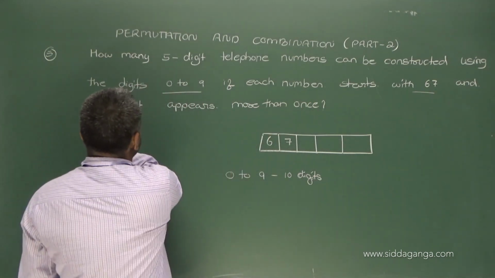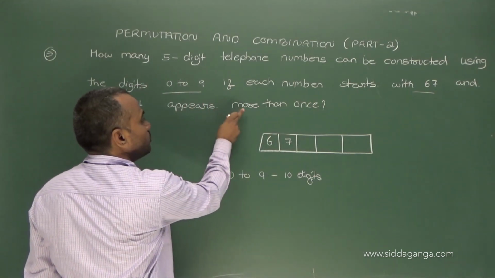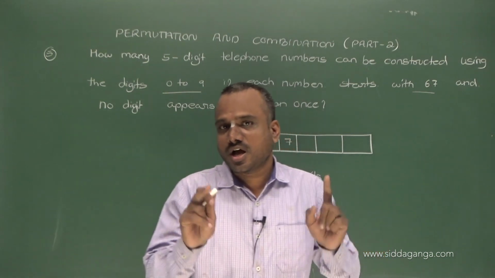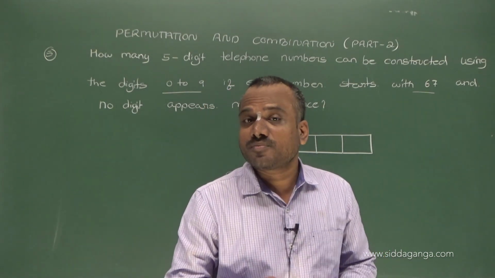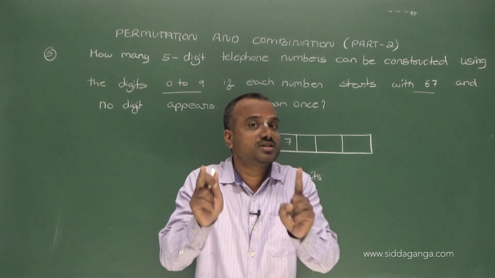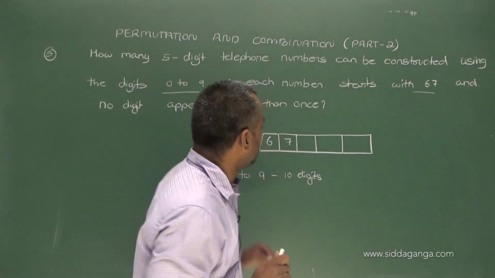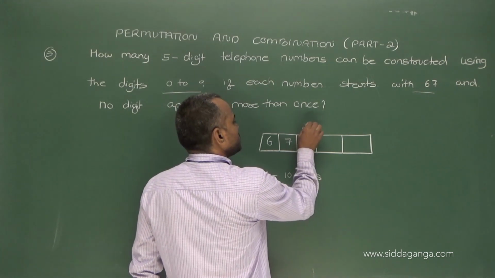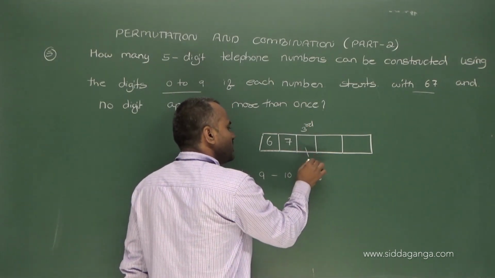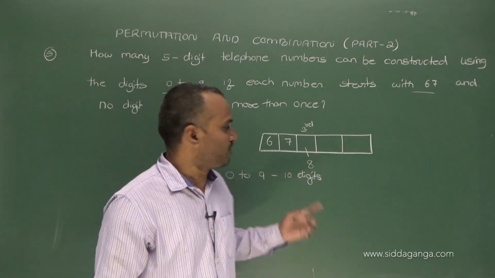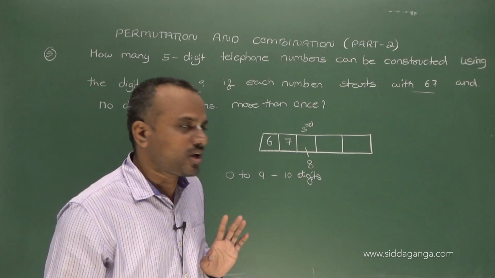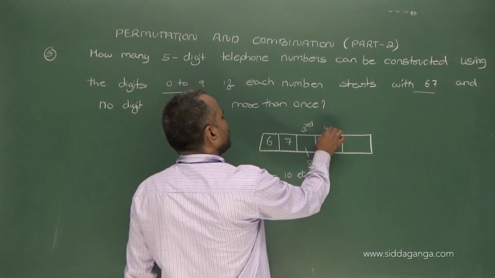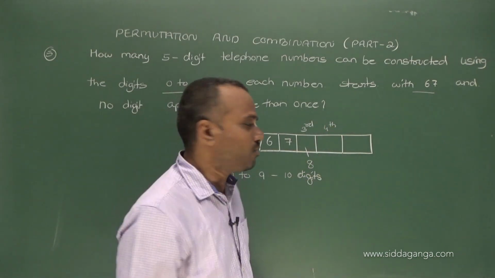One more condition he has given: no digit appears more than once. It means repetition of the digit is not allowed. So the third box we can fill in how many ways? 8 ways, because we have already used 2 numbers, 6 and 7. The fourth box we can fill in 7 ways.